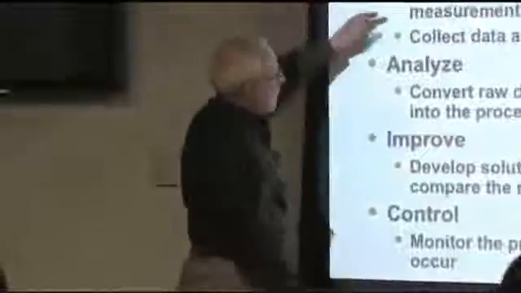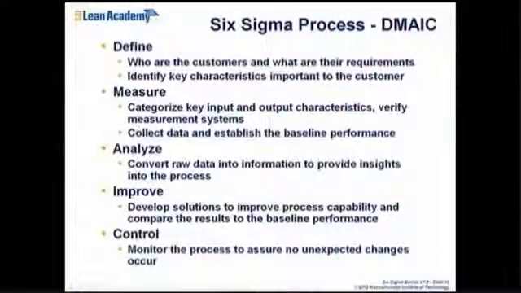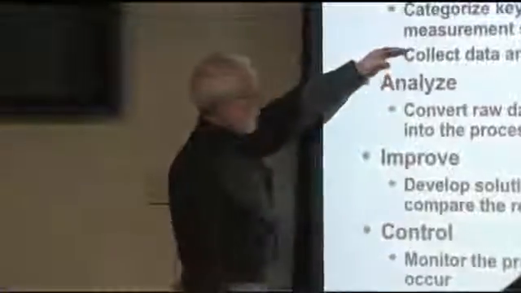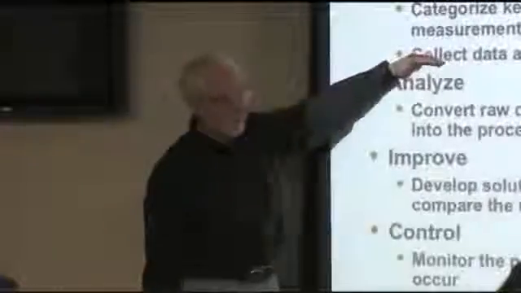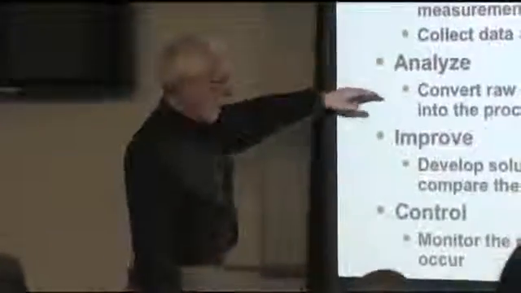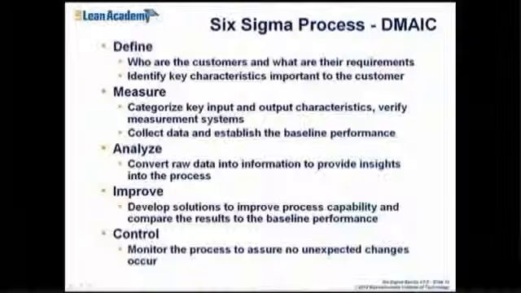Once we know the key characteristics, then what are the key input and output characteristics, and you want to verify the measurement system. Here our output characteristic is the weight of the cup. That's what we're measuring. Later on, we might get more sophisticated and measure the input characteristics, like weighing these two samples or something like that. But right now, we're just focused on the output characteristics. We collect the data and establish the baseline performance. That's what we've done so far.